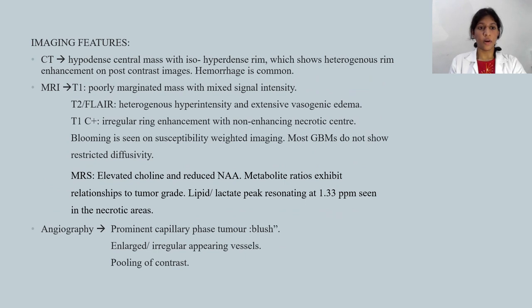Imaging features. On CT, hypodense central mass with iso or hypodense rim with heterogeneous rim enhancement is seen. MRI, T1 shows a poorly marginated mass with mixed signal intensity. T2 and FLAIR sequences, heterogeneous hyperintensity and extensive vasogenic edema. On post contrast, irregular ring enhancement with non-enhancing necrotic centers. Blooming is seen on susceptibility weighted images.